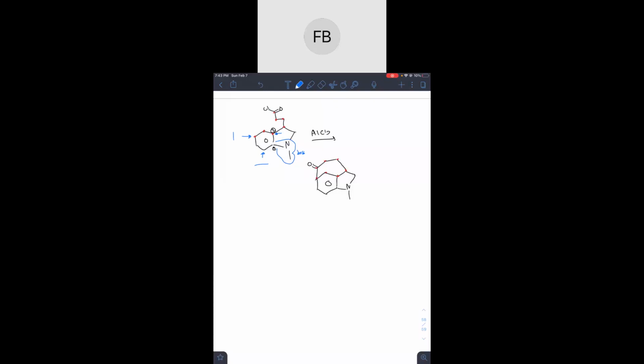And when I was counting, I was just trying to figure out approximately how many carbons needed to be in that ring that we were forming. All right.